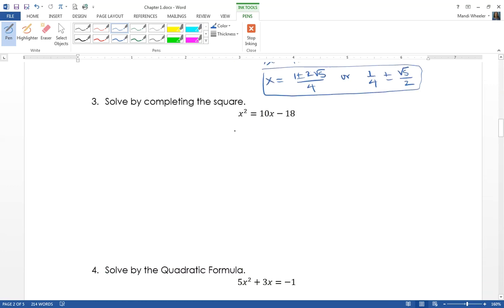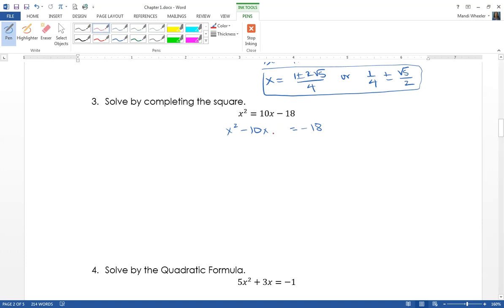And so in order to do that, we want to get all of our x's on one side, and I'm going to leave that 18 on the other side. And I'm going to leave a little blank right there because we're going to add something to make this a perfect square. So our goal is to make this a perfect square.